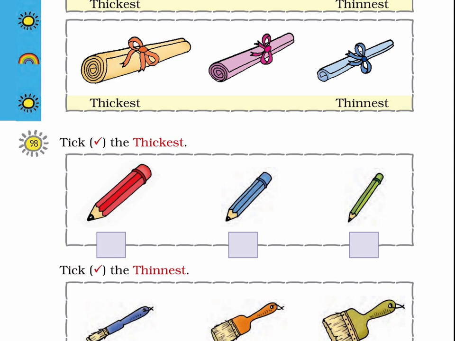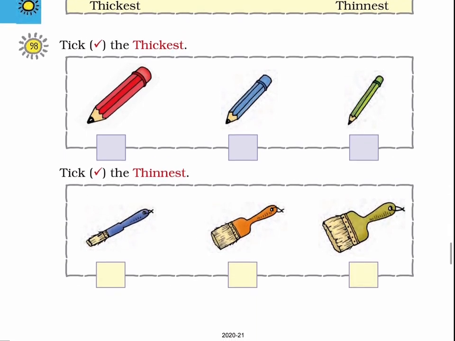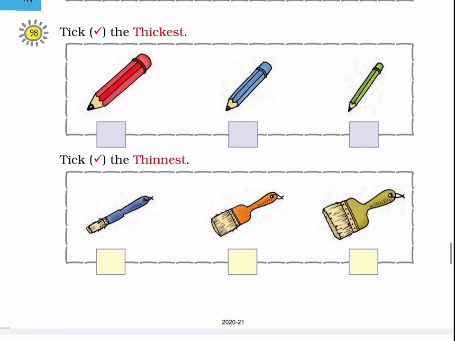Part 3 picture shows 3 pencils. Pencil 1 is more round than your middle finger. Pencil 2 is as round as your middle finger. Pencil 3 is lesser round than your middle finger. You have to tell which pencil is the thickest. Part 4 Question. Identify the thinnest brush.